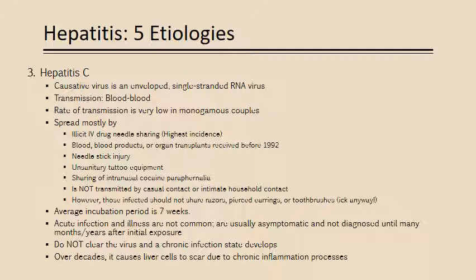Okay, average incubation period is 7 weeks. Acute infection and illness are not common. They're usually asymptomatic and not diagnosed until many months or years after initial exposure. So they may not know they have this for a long, long time. They do not clear the virus, and a chronic infection state develops. Over the decades, it causes liver cells to scar due to chronic inflammation.